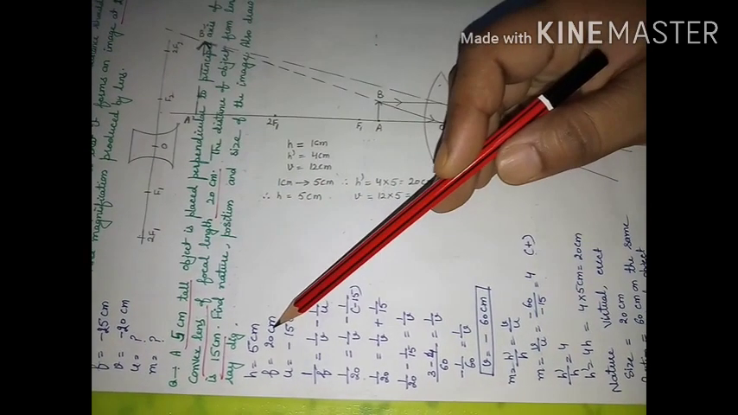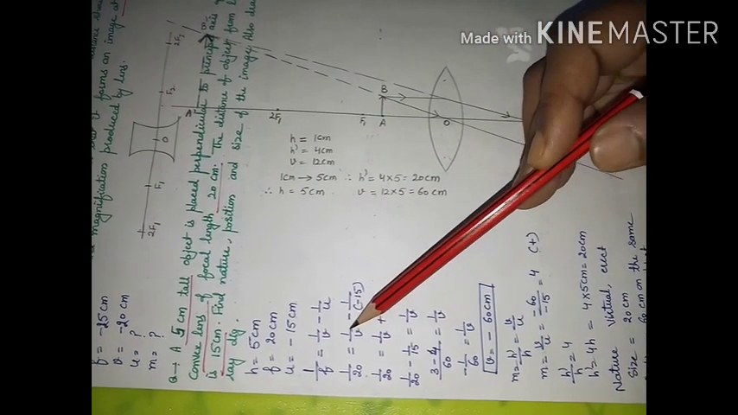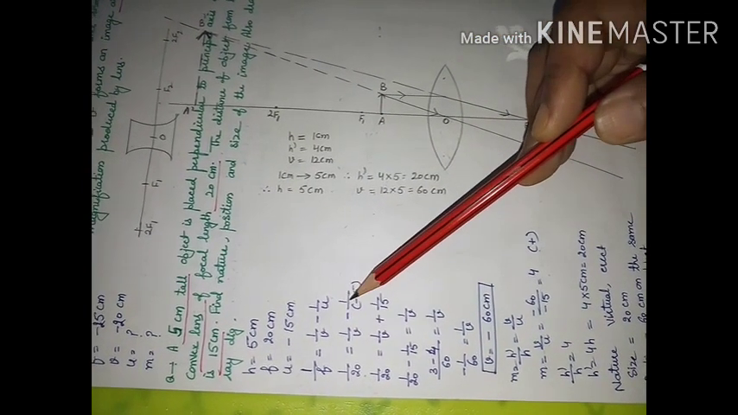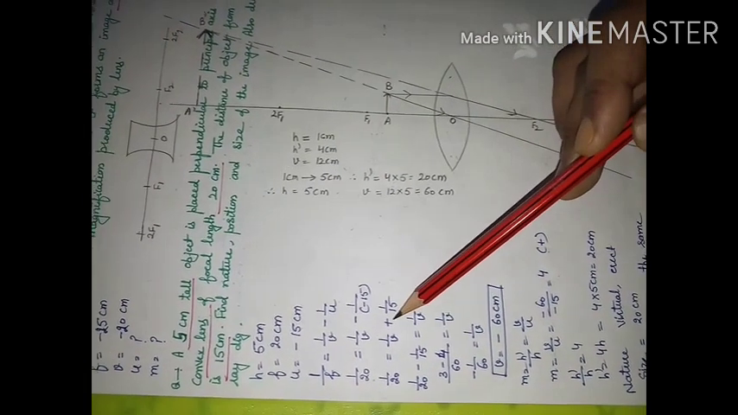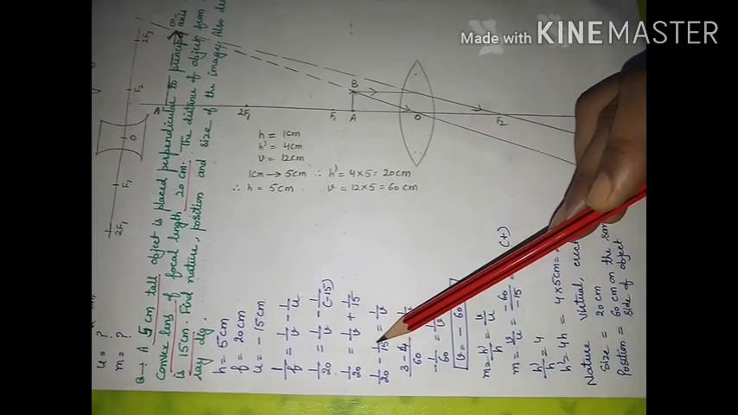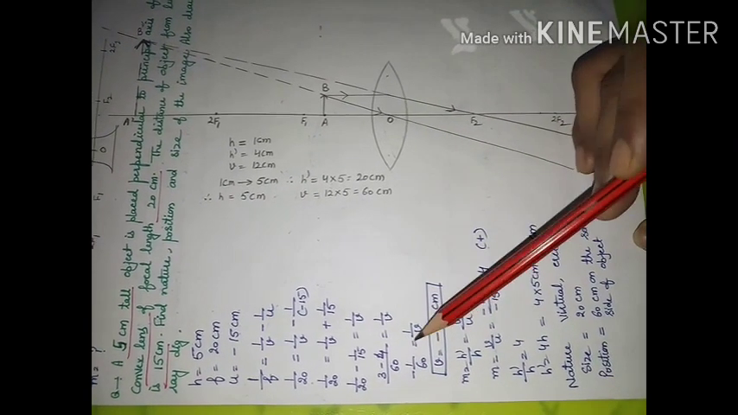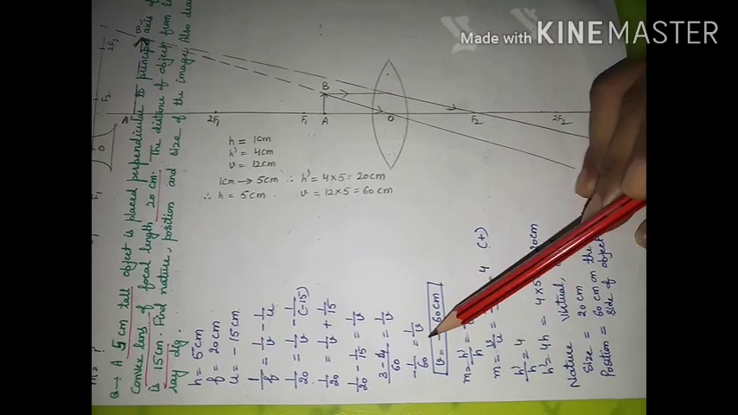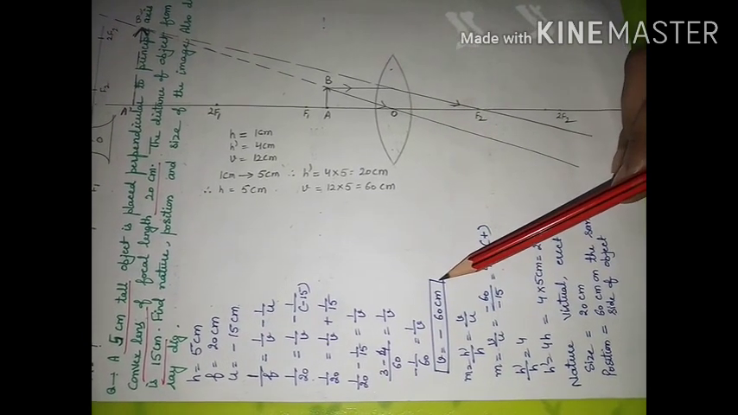Put value of focal length and object distance. 1 upon 20 will be equal to 1 upon v minus 1 upon minus 15. So this negative will be positive. So 1 upon 20 minus 1 upon 15 will be 1 upon v. When you solve it, take reciprocal or cross multiplication, v will be minus 60 centimeter.